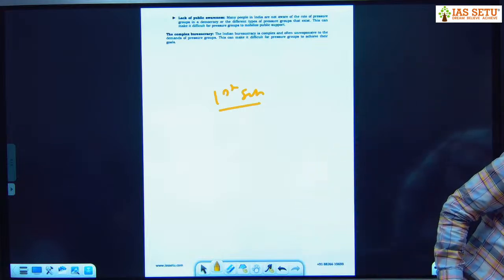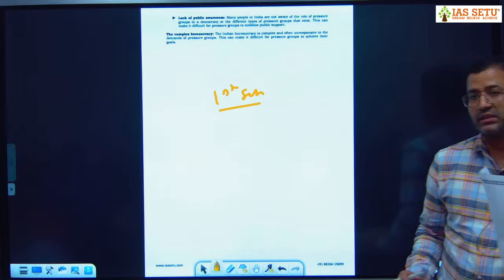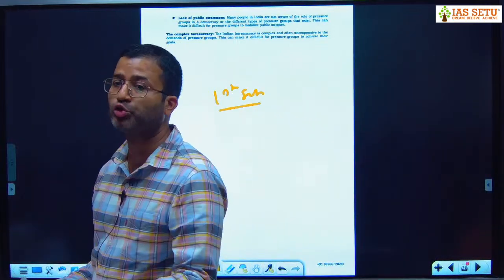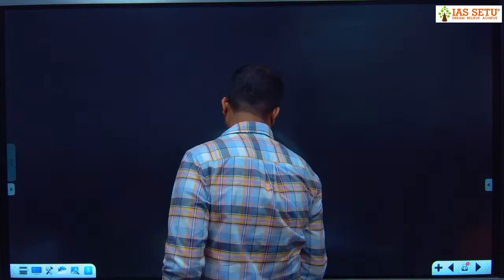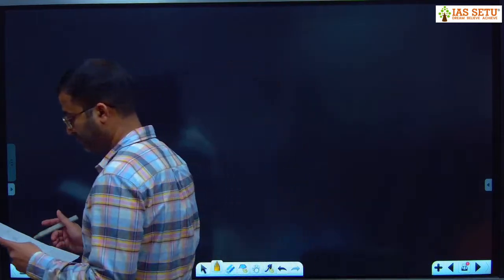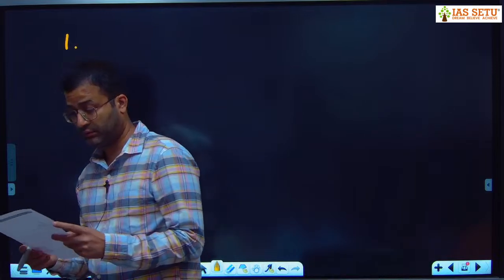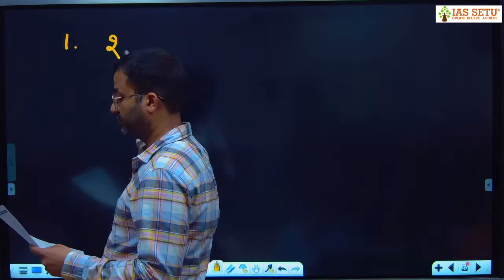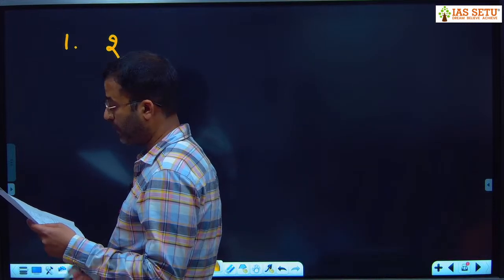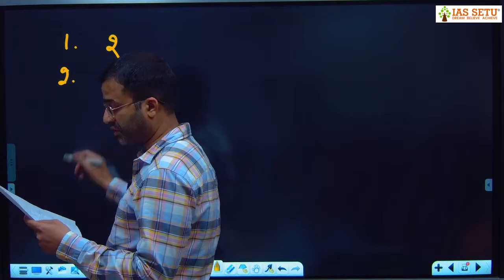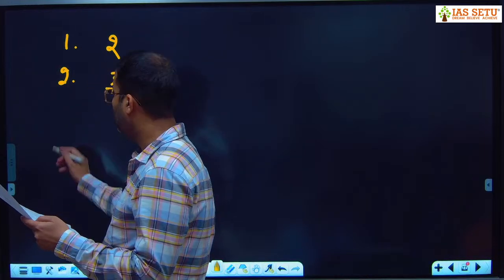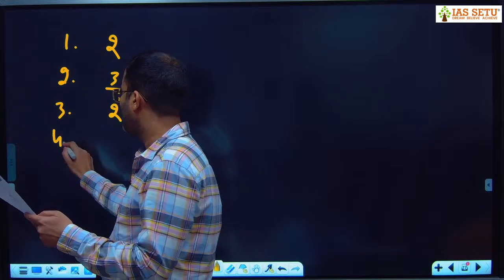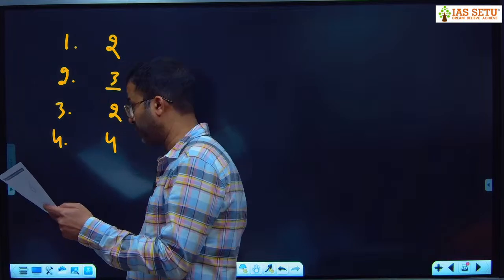Now here I give you the answer key. Last class you got this handout. I give the answers of the first 10 questions. 11 to 20 you have to try. Question number 1, answer is 2, only statement 2. Question number 2, answer is 3, 14. Question number 3, answer is 2, only statement 2. Question number 4, answer is 4, 15.